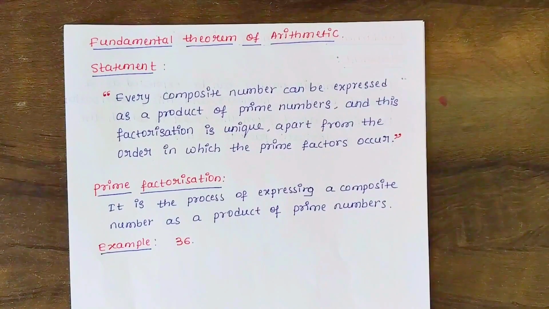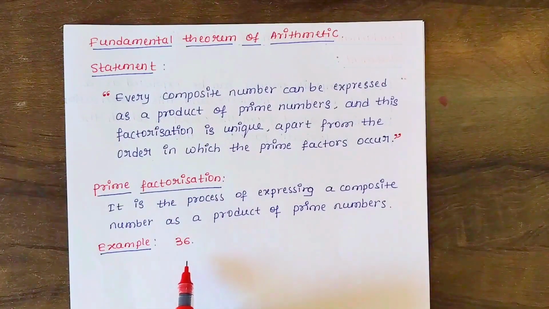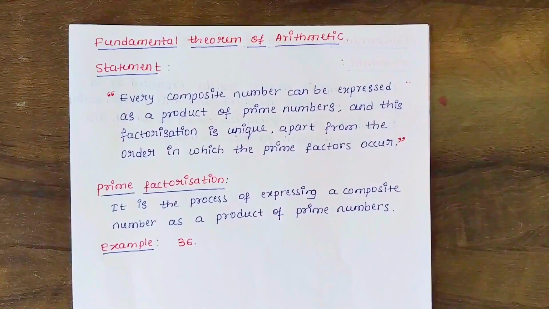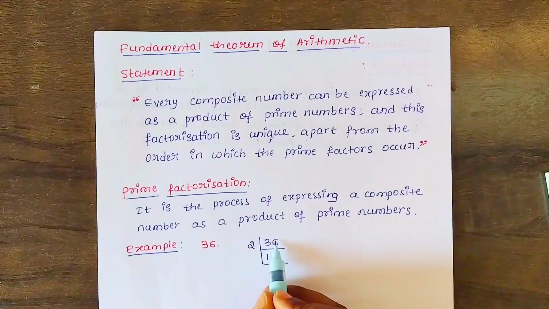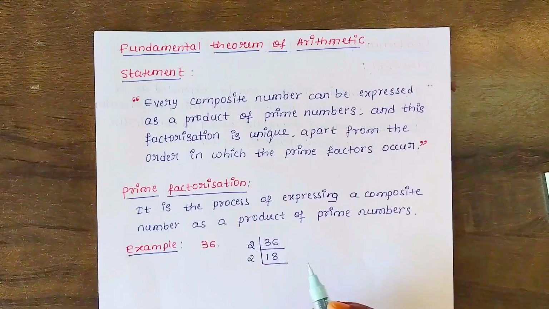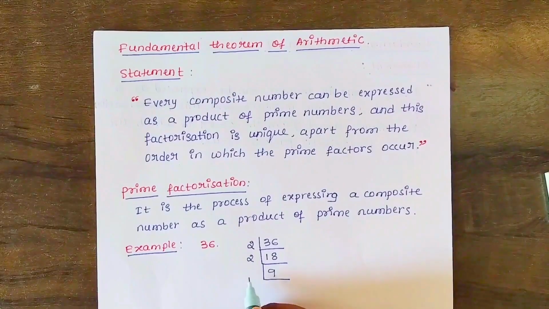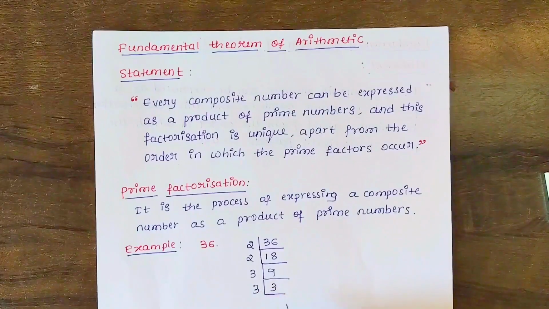I'll explain this by taking an example. Here I'm considering a composite number, 36, and using the long division method, or the ladder method, we'll get the factors of 36. Here I am dividing 36 by the lowest prime number, that is 2. 2 eights are 16, so 2 eighteens are 36. Again, 2 nines are 18. So you can't divide 9 by 2. The next prime number is 3. 3 threes are 9, and then 3 ones are 3.